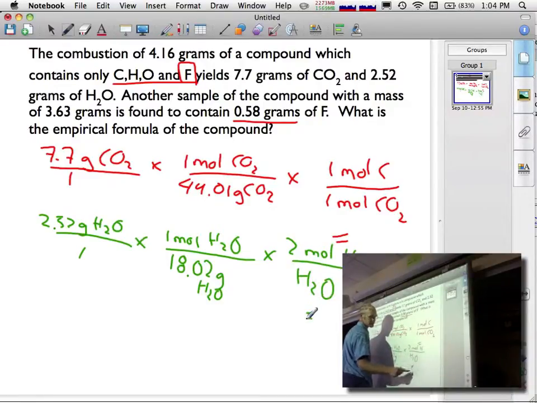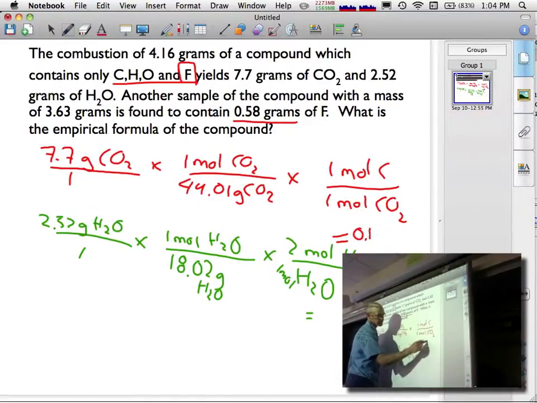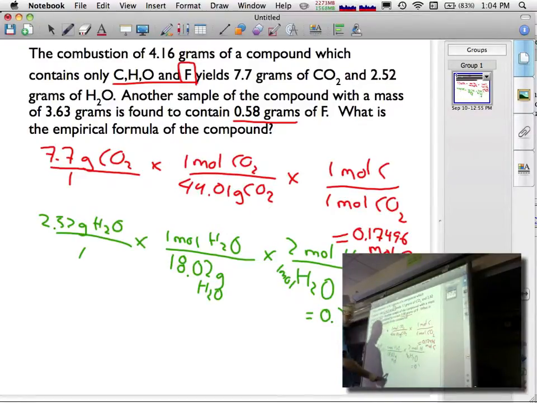Exactly. Sorry, I should say 1 mole of water. All right. Who got the number for the red problem? Yeah, you. Okay, you. 0.17496 moles of carbon. And you? What did you get? 0.263 moles of hydrogen.